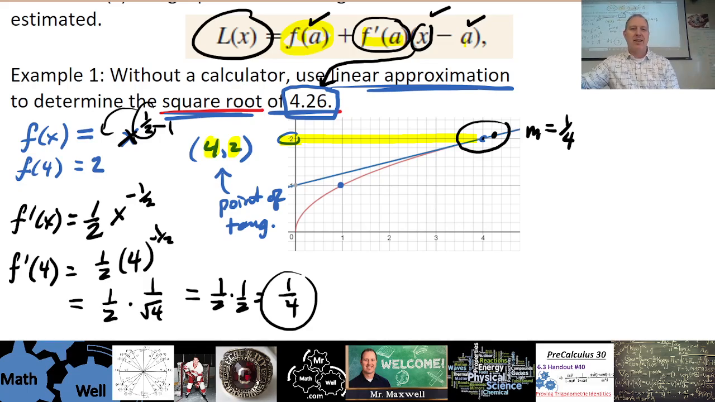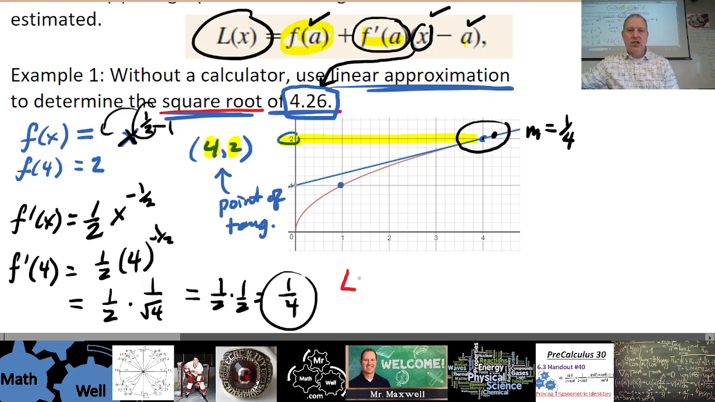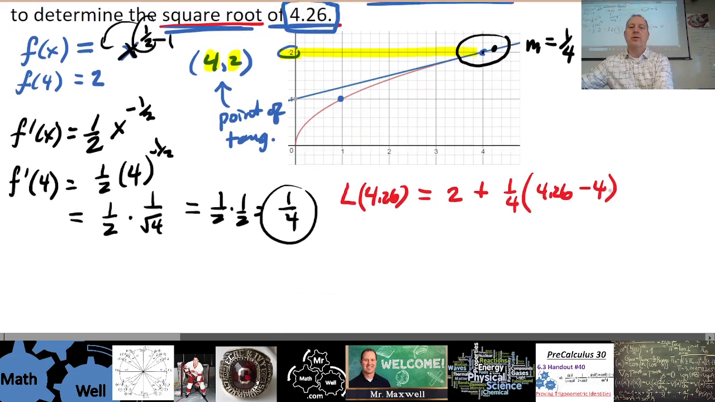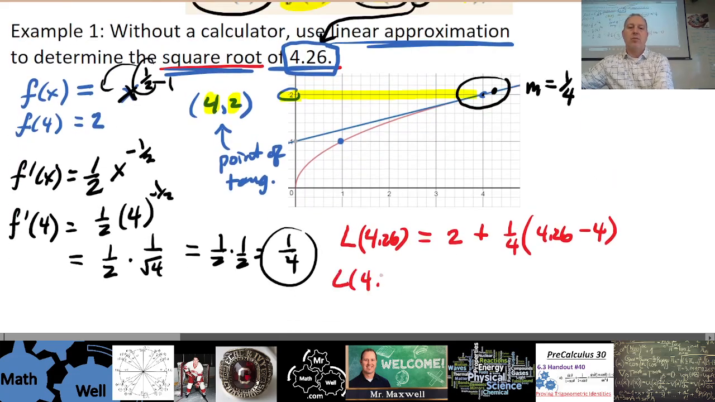Okay, so let's give it a try here. I'm going to use red. So I'm going to use the linearization of, now this x value is 4.26, isn't it? That's my actual value. So what is the linear approximation of the square root of 4.26? That's going to be f of a, which we said was 2, plus f prime of a, which is 1/4, times 4.26 minus 4. Okay, so the linearization of 4.26 is going to be 2 plus 1/4 times 0.26. Yes, okay, going to be positive.